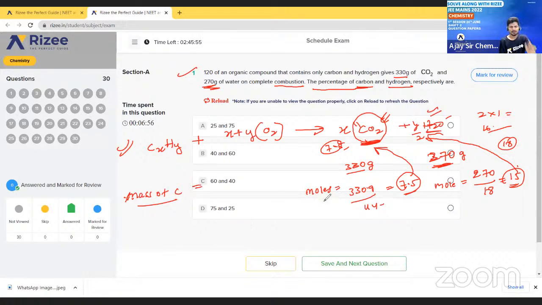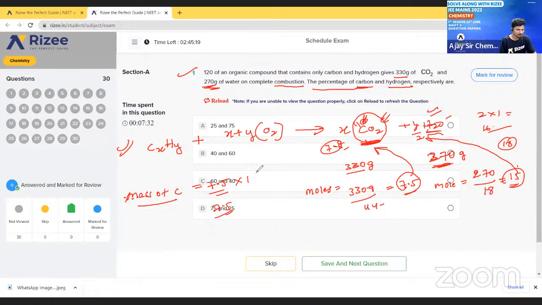So what is the mass of the carbon? See here, how many moles are present here? 7.5 moles are present. And how many carbon atoms are present? This is very important. Only one carbon is there here. So 7.5 into 1 is equal to 7.5 only. Very simple. Clear? If you have any doubts, you can ask. Nobody is giving reply.